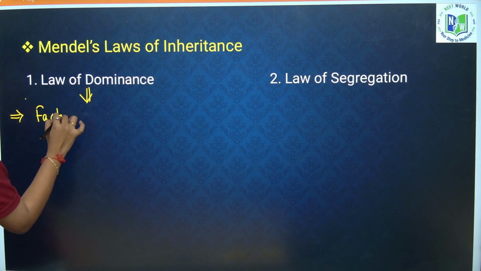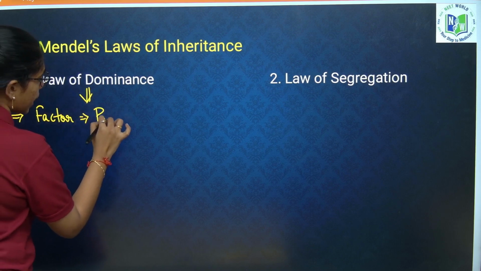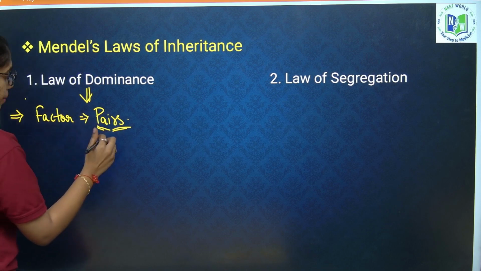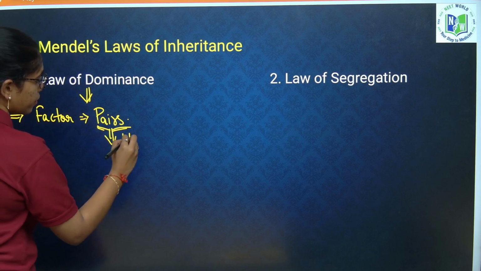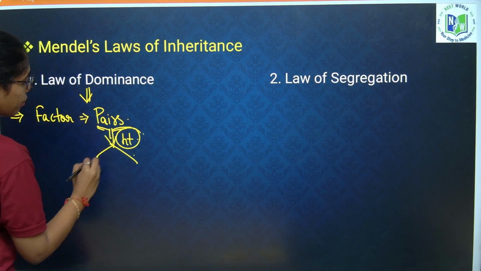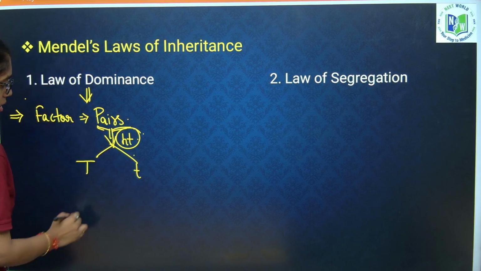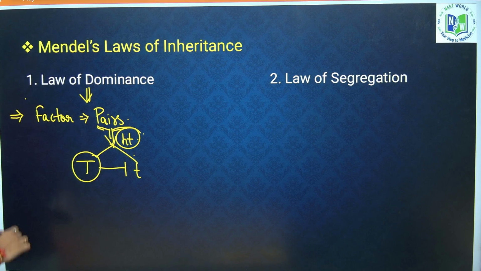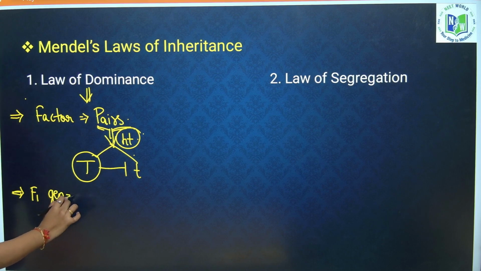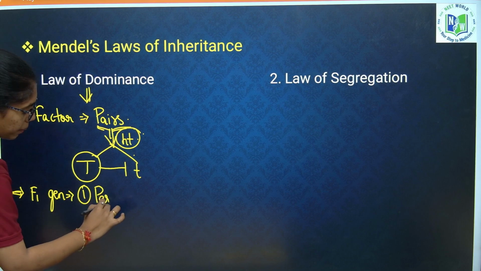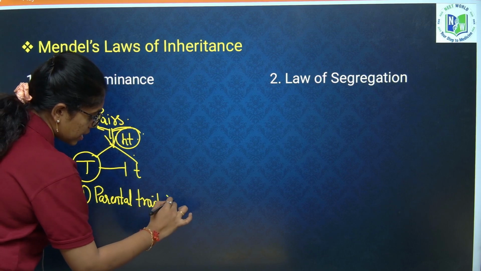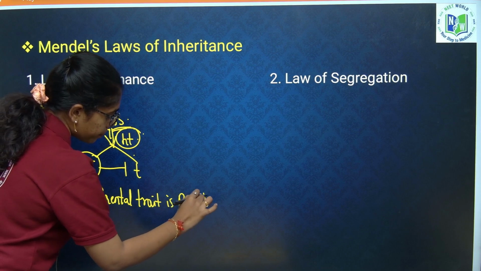Factors occur in pairs, which show clear contrasting characters. If the pair is heterozygous, one will be dominant and the other will be recessive. The dominant allele will always mask the expression of the recessive allele. And the second point is, in the F1 generation, only one parental character or one parental trait is resembled or observed.